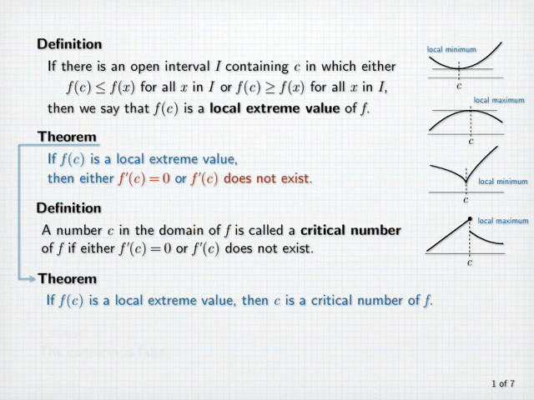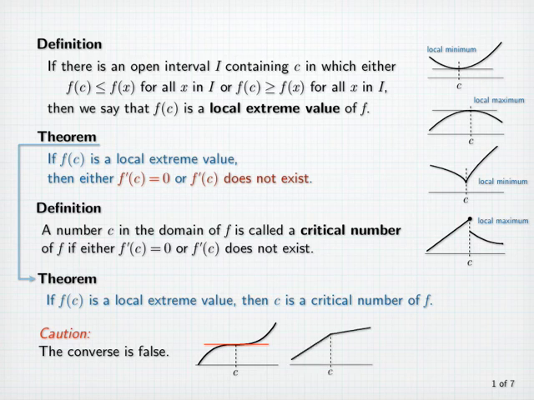But be careful, the converse of this theorem is false, as the following pictures indicate. Here's a picture where f prime of c equals 0, but f of c is neither a local maximum nor a local minimum. Here's a picture where f prime of c doesn't exist, and again, f of c is neither a local maximum nor a local minimum. And finally, another example where the function fails to be differentiable at c because it's discontinuous at c.